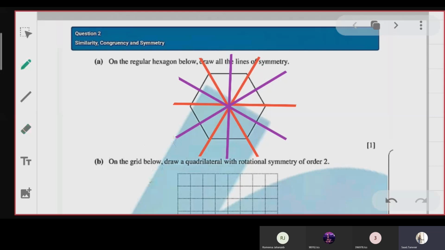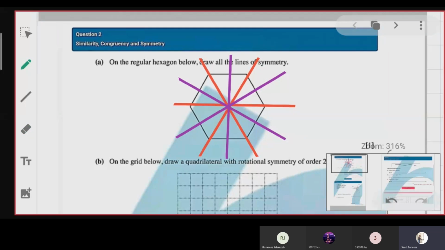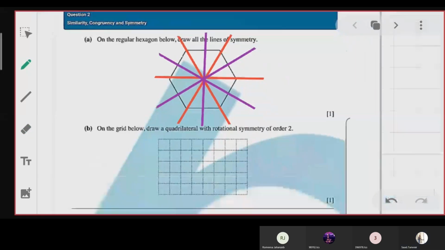अच्छा चलो सही है. Moving towards next question. It's part B. Take your time. सोच समझ के बताओ. On the grid below, draw the quadrilateral with rotational symmetry of order 2. They are asking you to draw the quadrilateral with rotational symmetry of order 2. It simply means that you can draw any of the quadrilaterals.